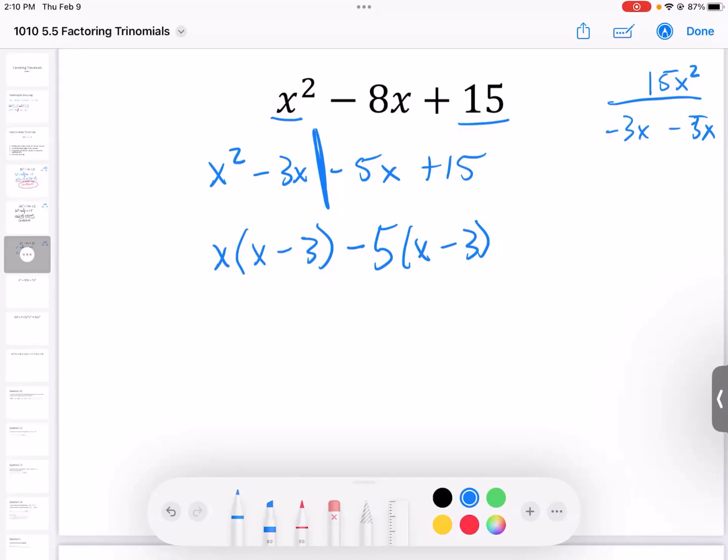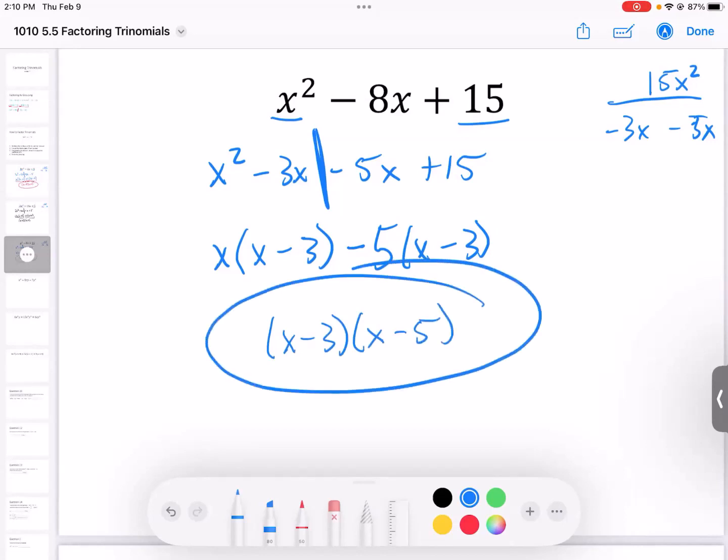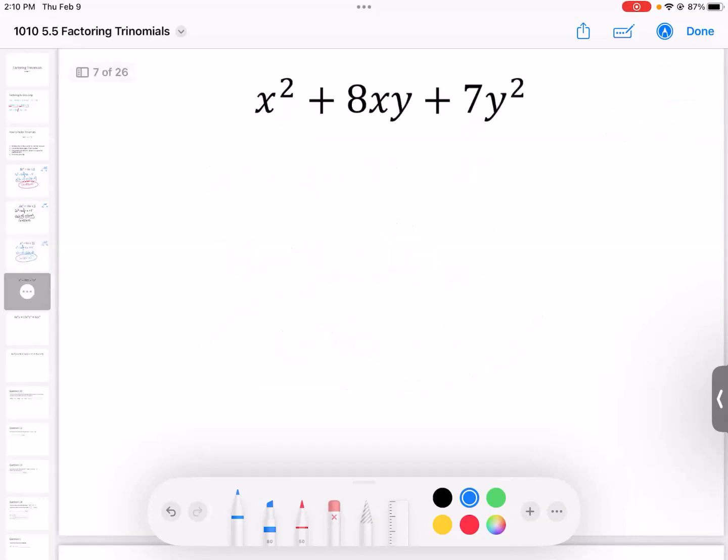Yes. And then I'll factor out x minus 3 out of both terms, and that leaves me with x minus 5. And so this is the factored form of that polynomial. Now you will also have a couple problems like this on your homework where you might have multiple variables. The process is still the same though.